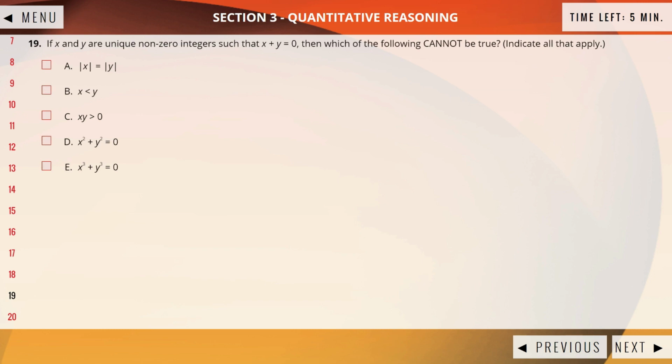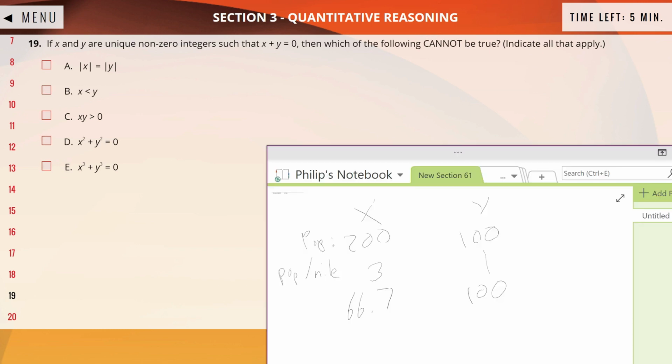Okay, 5 minutes left, 2 questions, should be okay. If x and y are unique non-zero integers, such that x plus y equals 0, then which of the following cannot be true? Okay, so some examples here would be 2 and minus 2. And that's it, just mirror image ones like 5 and minus 5. That's the only way to get 0, basically. Which of the following cannot be true?